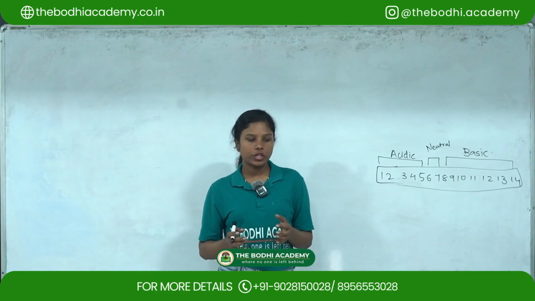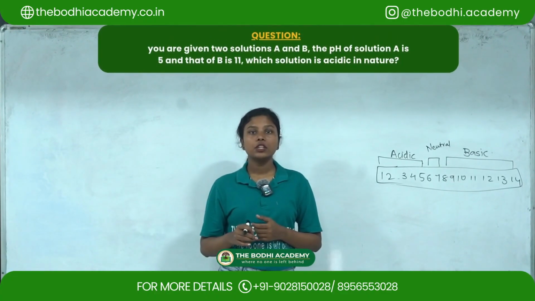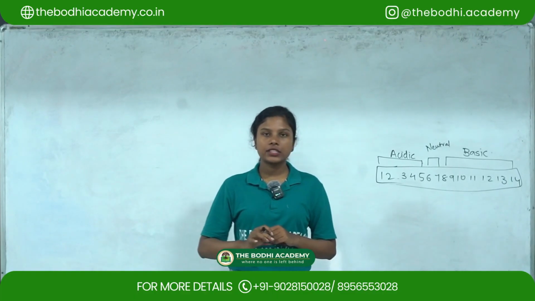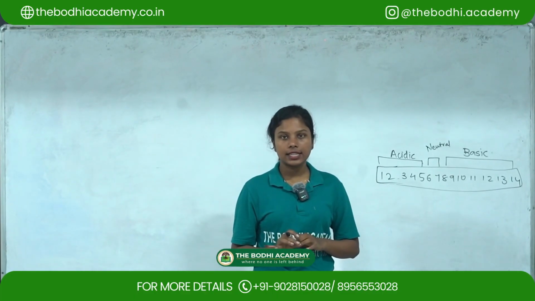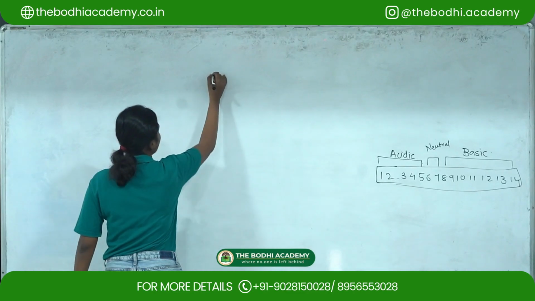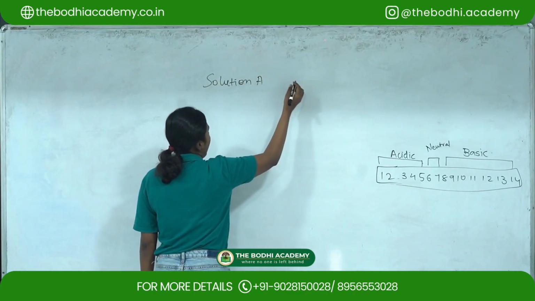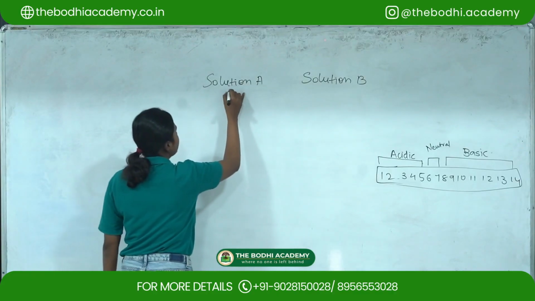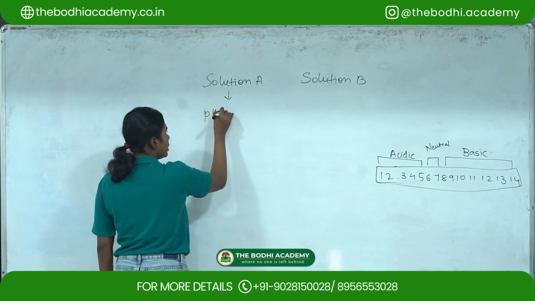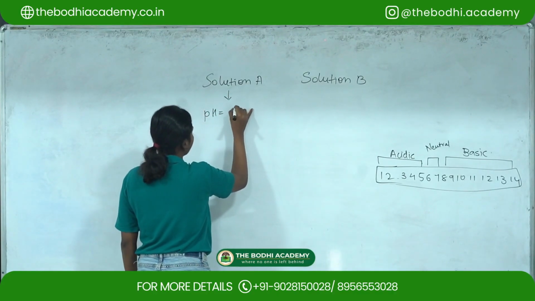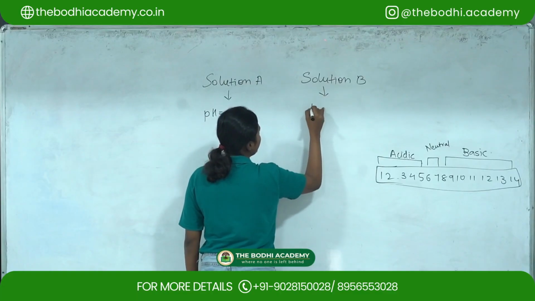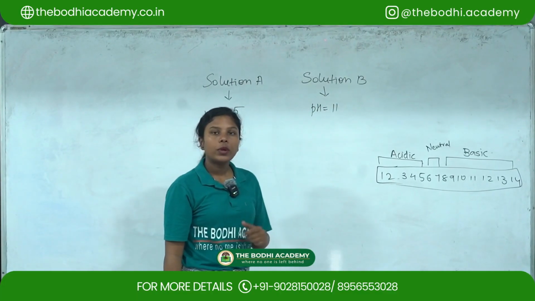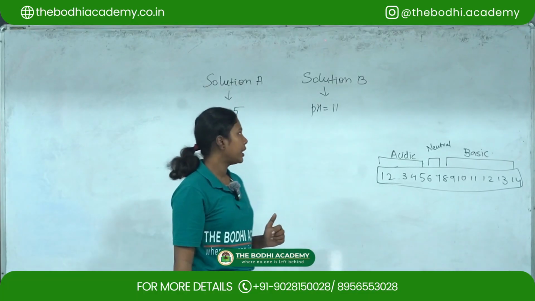Let's move to the eighth question. You are given two solutions A and B. The pH of solution A is 5 and that of B is 11. So we have solution A and we have solution B. Okay. In this they are saying the pH equals 5 here and the pH equals 11 here. Now the first question is, which solution is acidic in nature?